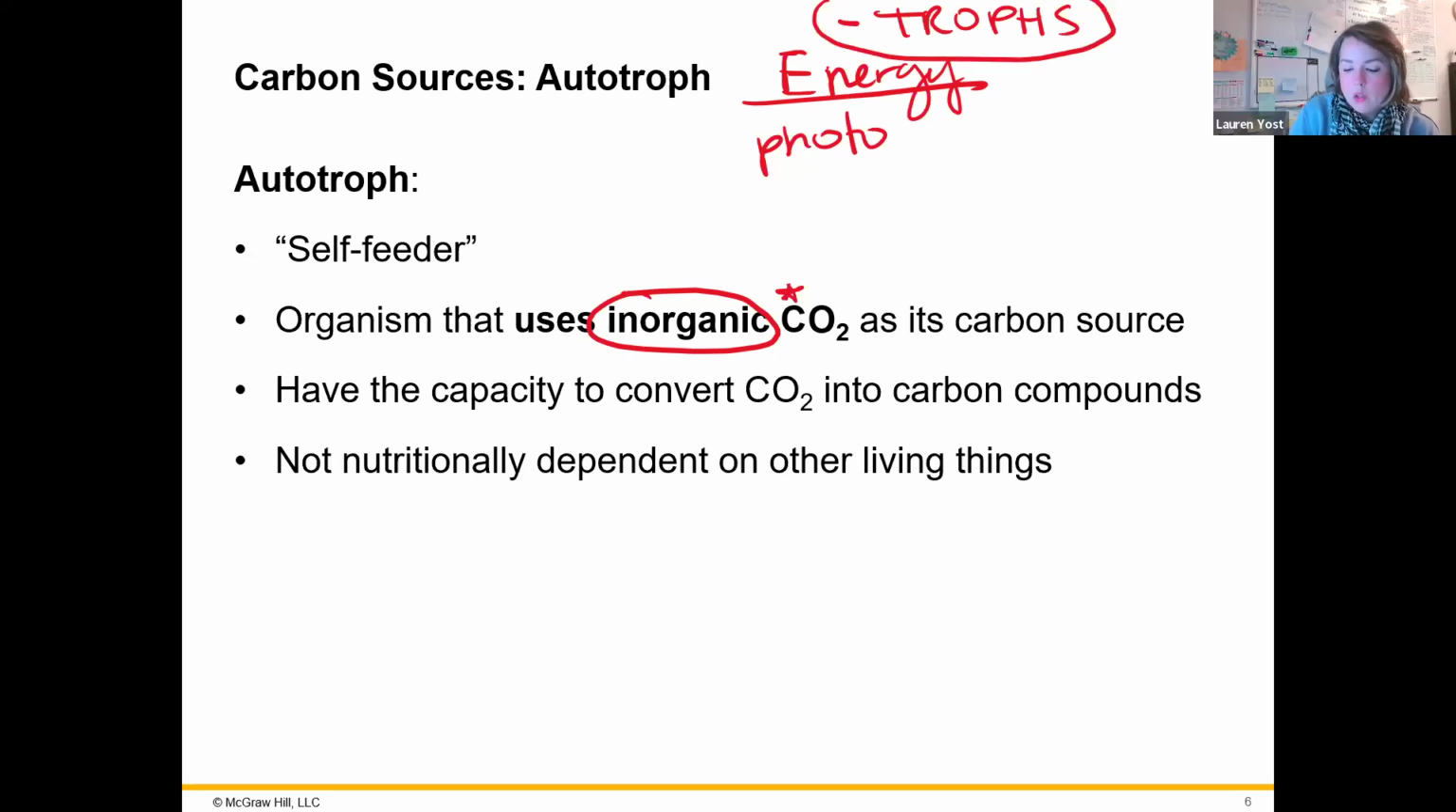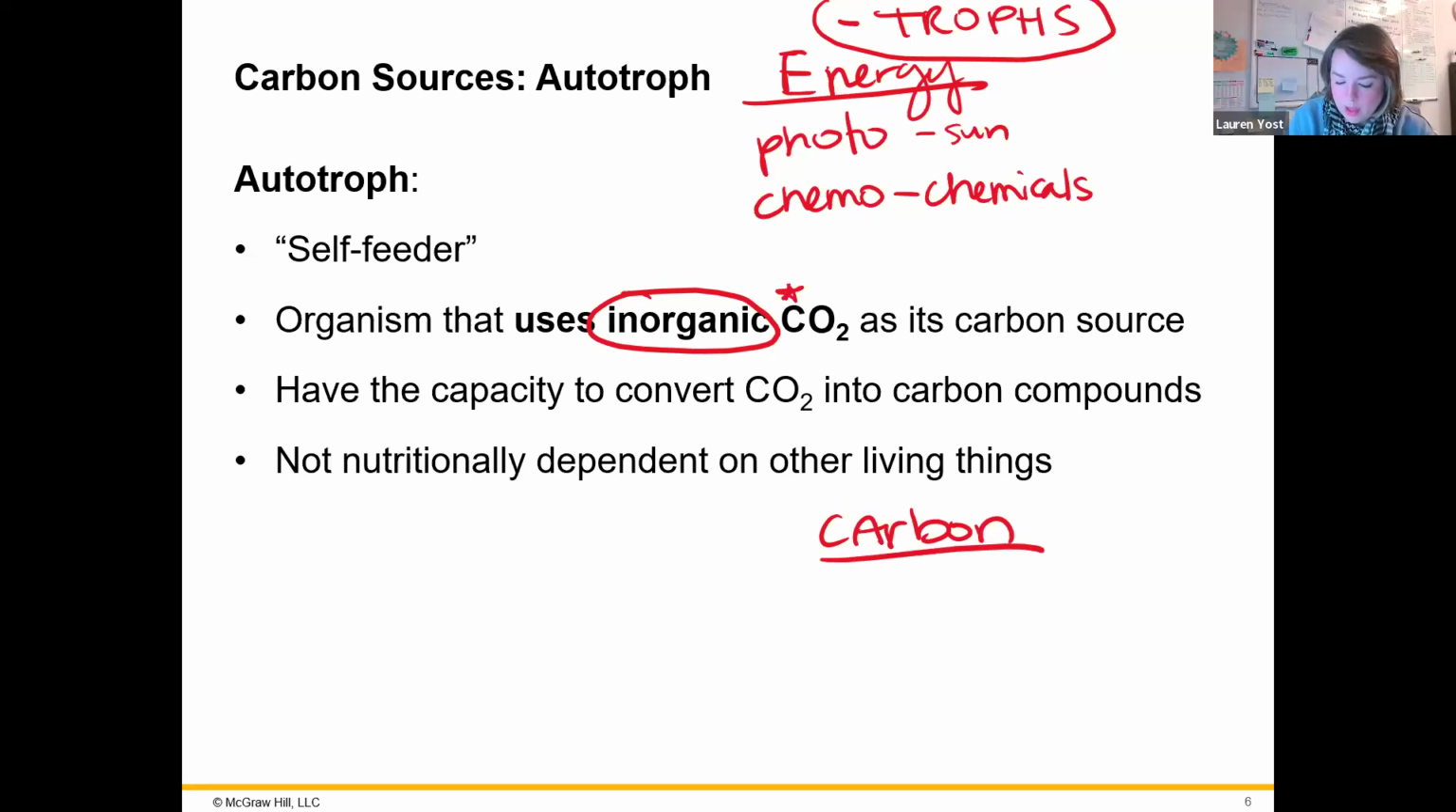Okay. So phototrophs are getting energy from the sun, and then we have the chemotrophs that are getting energy from chemicals, obviously. Breaking down a chemical gives you energy. And then where we're getting our carbon, we have the heterotrophs and the autotrophs.